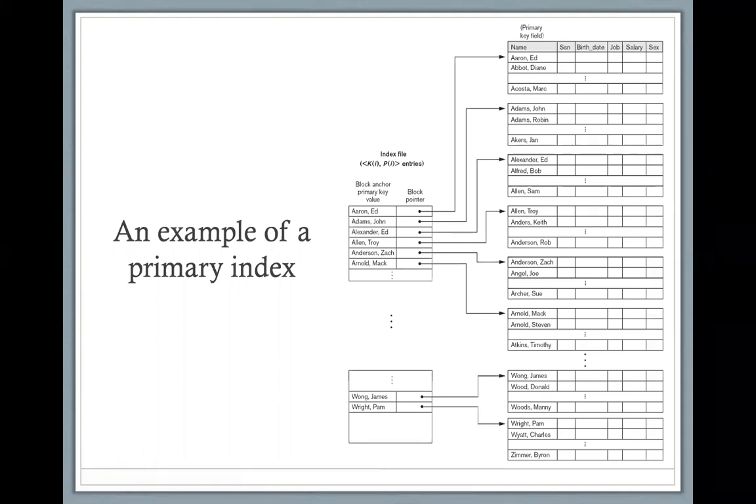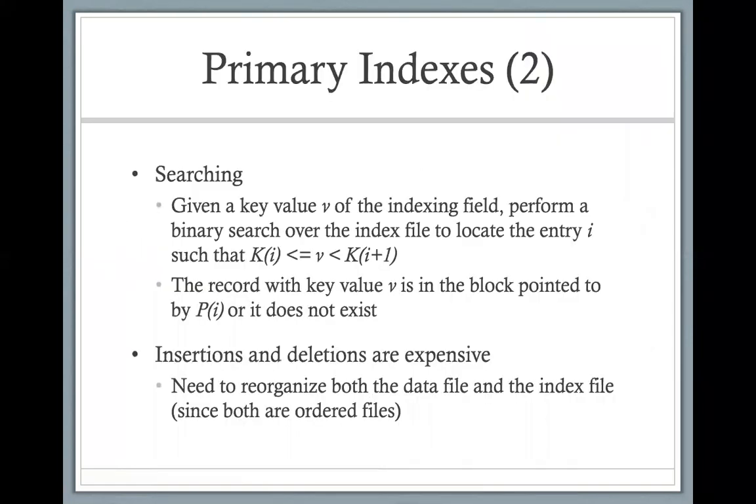Okay, what about deletion? It's the same thing. It's quite expensive. Yeah, I have to locate the record. So I have to do binary search here, find a block for which the record exists, and then delete the record. And then, we have empty space. So I have to move things up, and I might have to update the index. Yeah. So in general, insertion and deletions are expensive because you need to reorganize both the data file and the index file. Yeah, because both of them are ordered files.